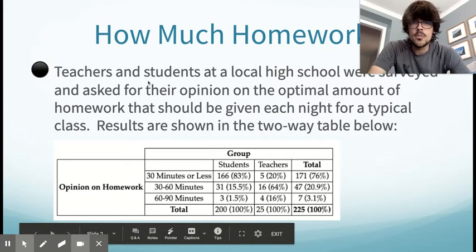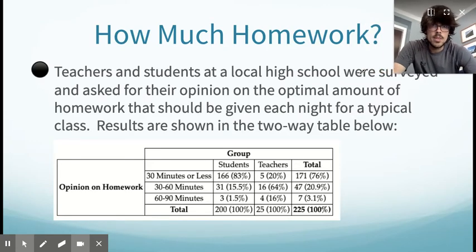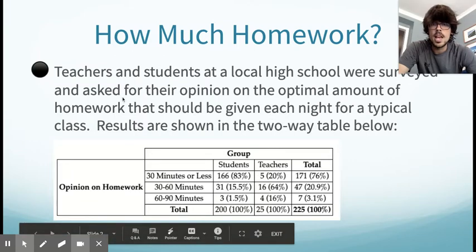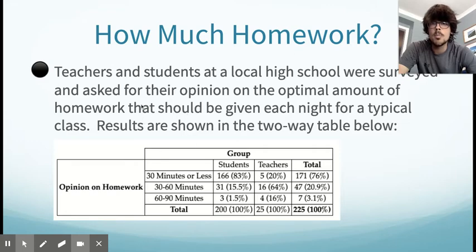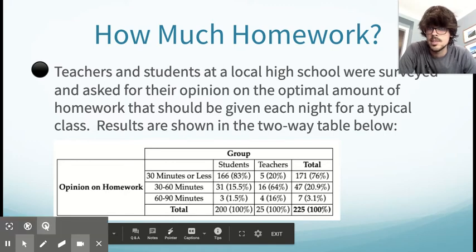All right, and for this lesson, looking at a mosaic plot, we are going to look at a set of categorical data like we could have looked at in our last lesson. We're asking teachers and students at a high school how much homework is optimal for a typical class in a night. Okay, so how much homework should students have in a class per night? And it's broken down for the choices. We got students and teachers for the groups. And for the choices, we did 30 or less, 30 to 60 minutes, 60 to 90 minutes.